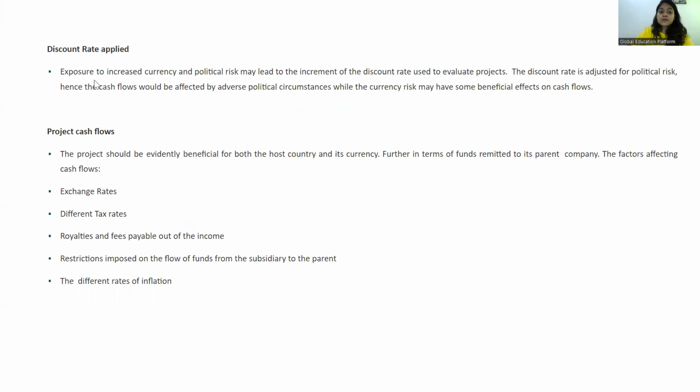Discount rate applied: exposure to increased currency and political risk may lead to an increment of the discount rate used to evaluate projects. The discount rate is adjusted for political risk, since the cash flows would be affected by adverse political circumstances, while the currency risk may have some beneficial effects on cash flows. So do you see how the different trends, whether internal or external, such as political exposures, affect the rate? It is very important.